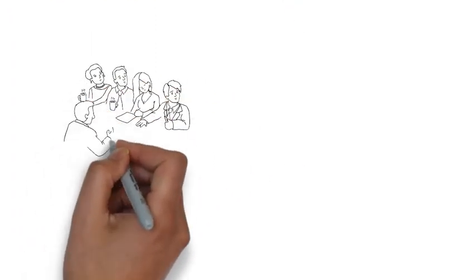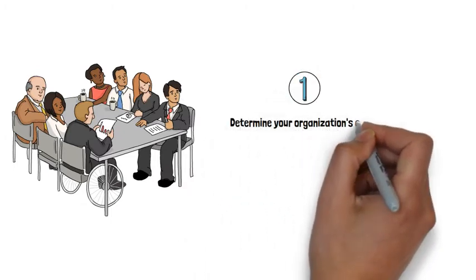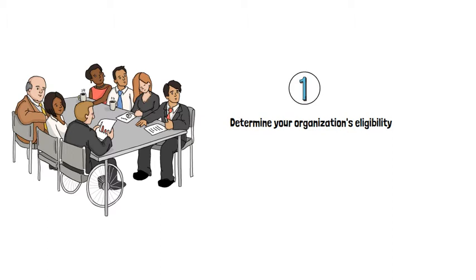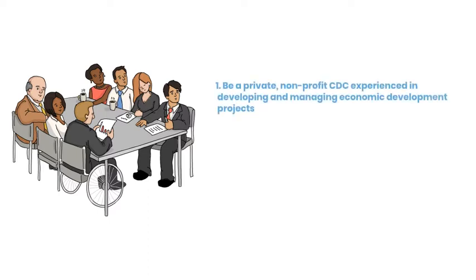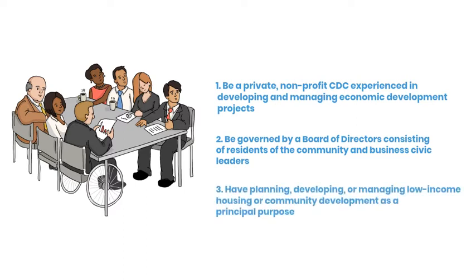If your organization is considering applying for a CED grant, the first thing to determine is your organization's eligibility. To apply for a CED grant, your organization must meet each of the following criteria. 1. Be a private, nonprofit CDC experienced in developing and managing economic development projects. 2. Be governed by a board of directors consisting of residents of the community and business and civic leaders. 3. Have planning, developing, or managing low-income housing or community development activities as a principal purpose.